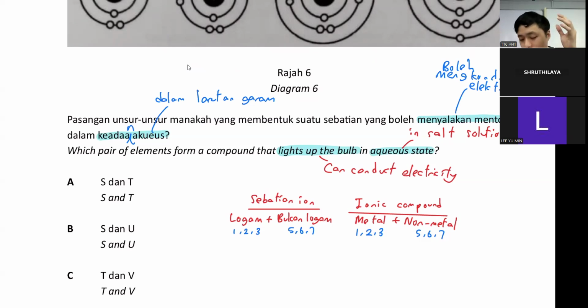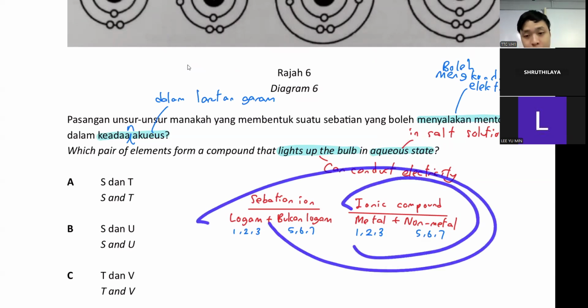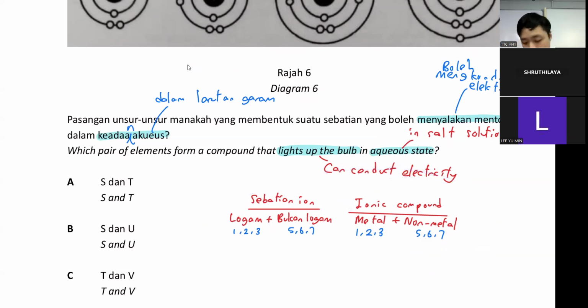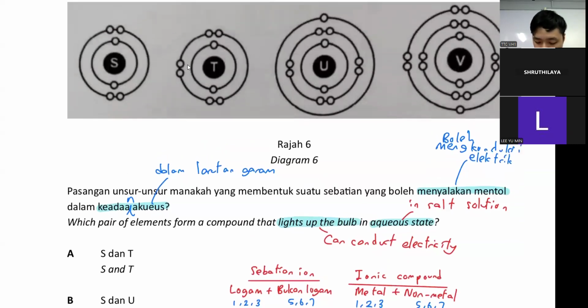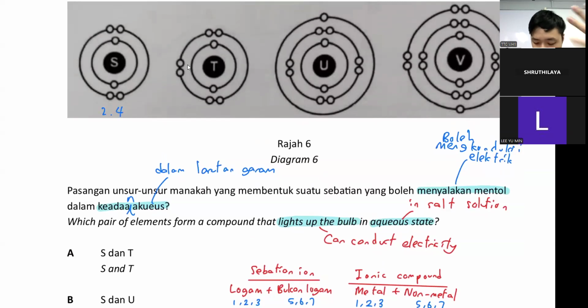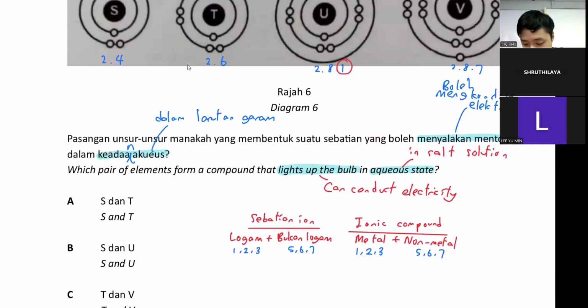So it means which compound can conduct electricity? Ionic compound. So you find out which one is an ionic compound, which is metal plus non-metal. You find out the electron arrangement again. S is 2.4, T is 2.6, U is 2.8.1, V is 2.8.7. Of course, for ionic we always find the metal first, so the answer must have U.